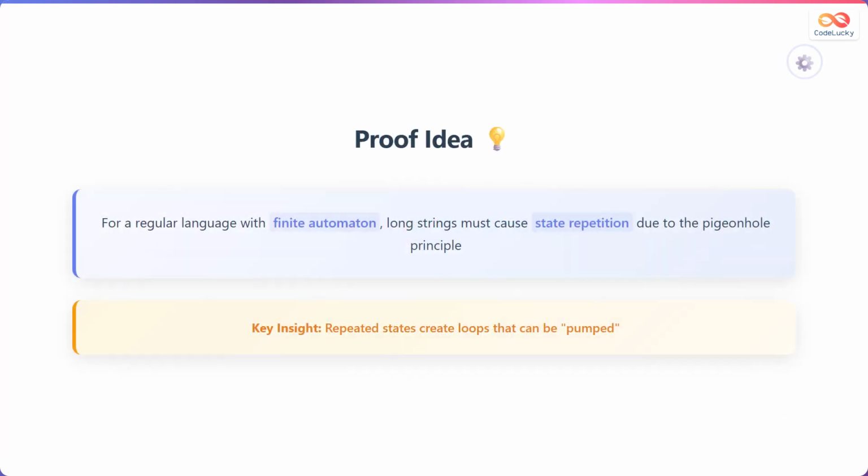The idea behind the proof of the pumping lemma is based on the fact that for a regular language recognized by a finite automaton, long strings must cause state repetition. This is due to the pigeonhole principle. The key insight here is that repeated states create loops that can be pumped.